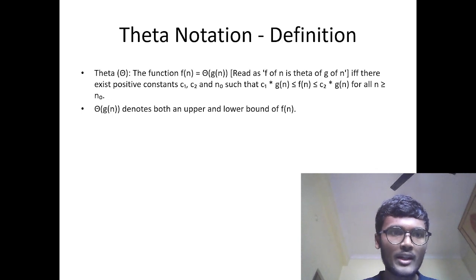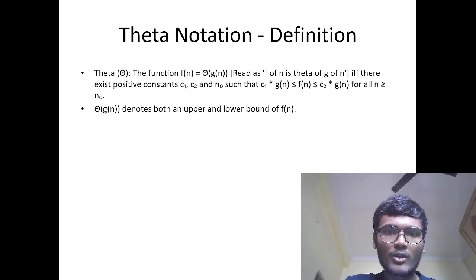Now the third one is the theta notation. The function f of n is theta of g of n if and only if there exist positive constants c1 and c2 and n naught such that c1 into g of n is less than or equal to f of n is less than or equal to c2 into g of n. It means the f of n curve is lying between c1 into g of n and c2 into g of n for all n greater than or equal to n naught.